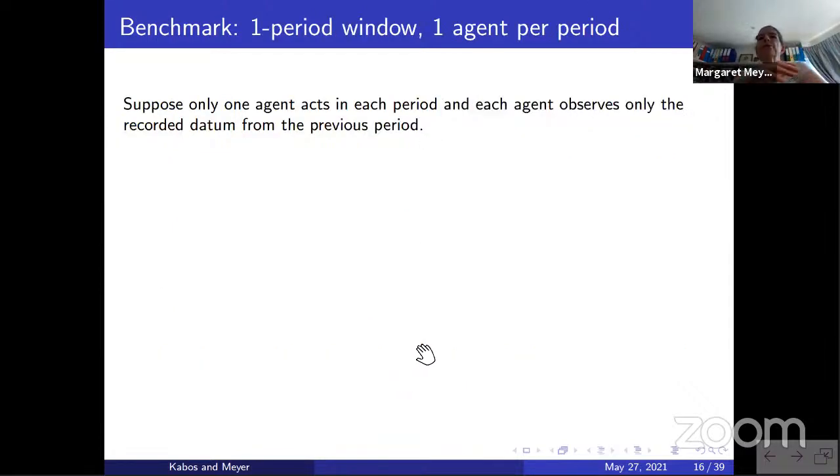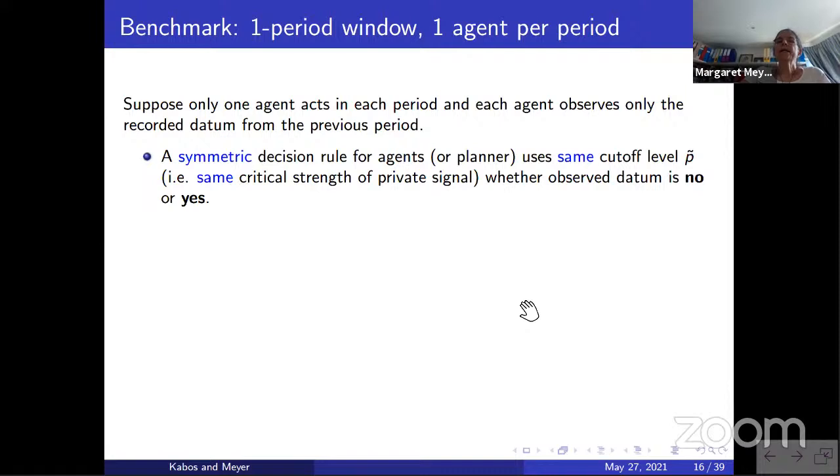Okay, so let's turn to what we call the benchmark. Suppose only one agent acts in each period, and each agent observes only the recorded datum from the previous period. I will say that a decision rule, whether for agents or for the planner, is symmetric if it uses the same cutoff level p tilde, in other words, the same critical strength of private signal, whether the observed datum is no or yes.